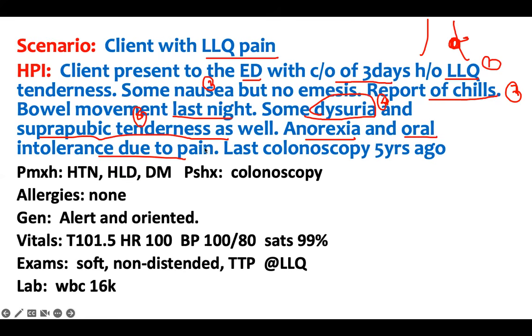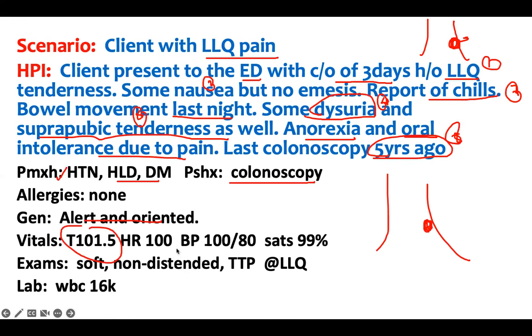So cannot eat anything. At last colonoscopy 5 years ago. So you can think about it right here. What is the history? Hypertension, hyperlipidemia, the colonoscopy, no allergy, alert-oriented, febrile, slightly tachycardic, respiratory is okay. Exam: soft, non-distended, but tender to palpation in the left lower quadrant, and a white count of 16,000. You have everything you needed.